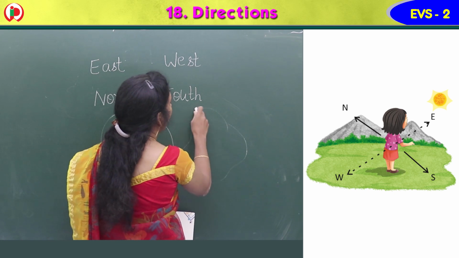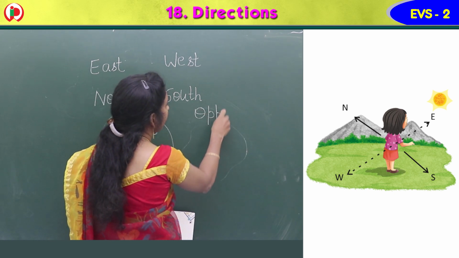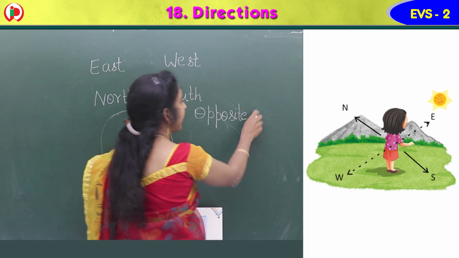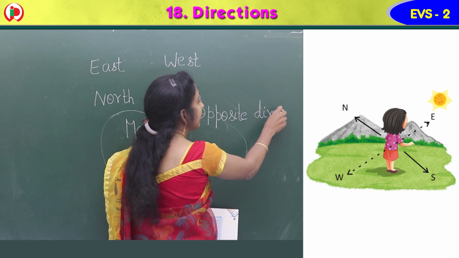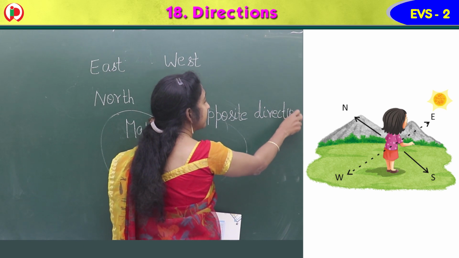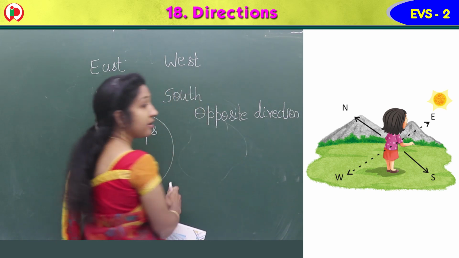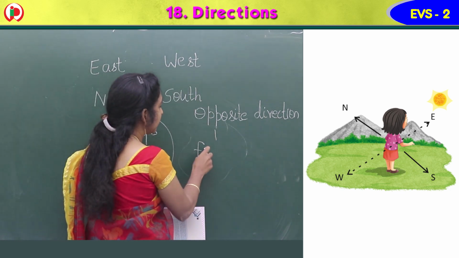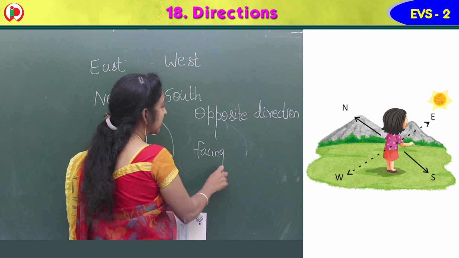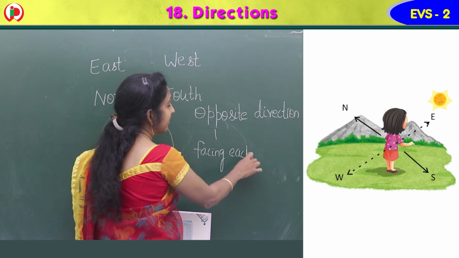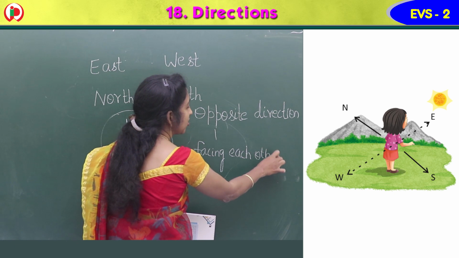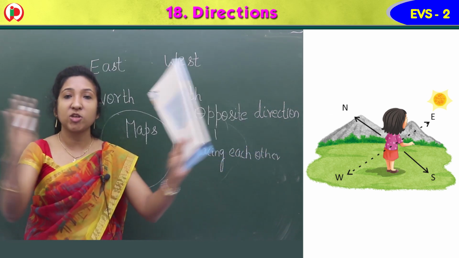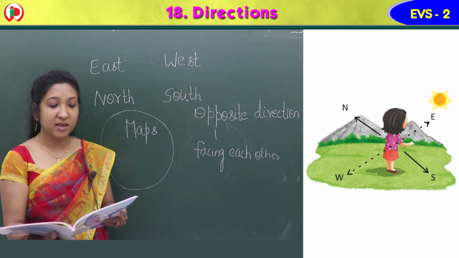What we say? Opposite. O-P-P-O-S-I-T-E. Opposite direction. D-I-R-E-C-T-I-O-N. Opposite directions means directions that are facing each other. When we face each other, we can say we are facing opposite. This is opposite direction. It is called opposite directions.